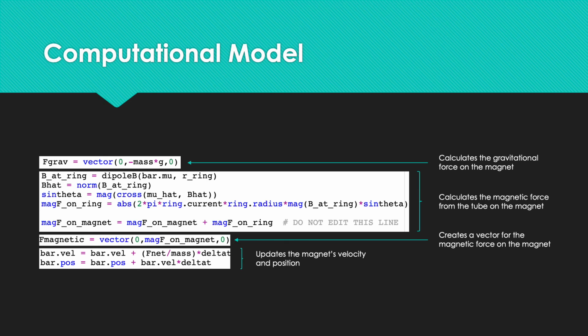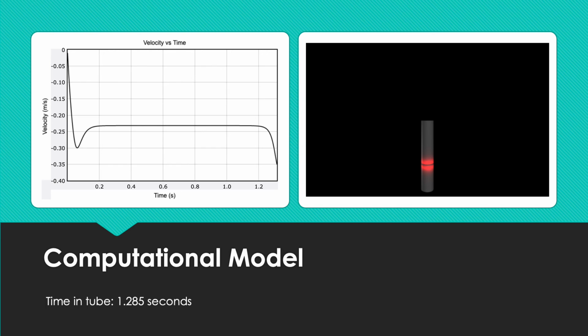I also created a variable for the vector force of gravity. After that, I created a function to calculate the magnetic force from the tube on the magnet and place the results in a corresponding F magnetic vector. Finally, I utilized Newton's second law to update the magnet's velocity and position. Here's what the output of my code looks like.